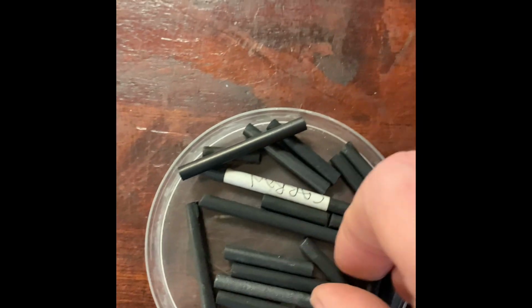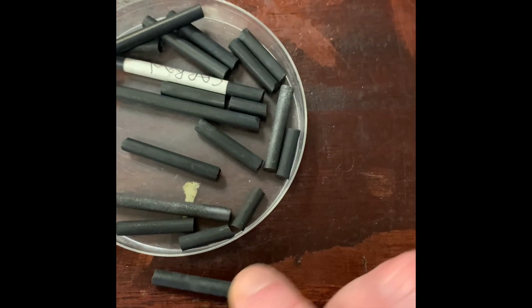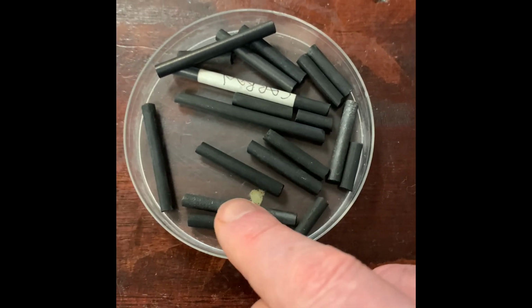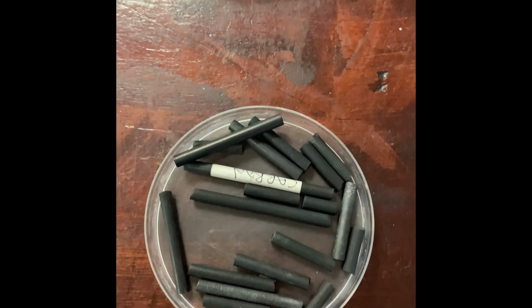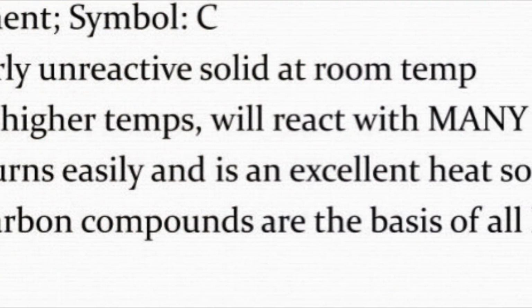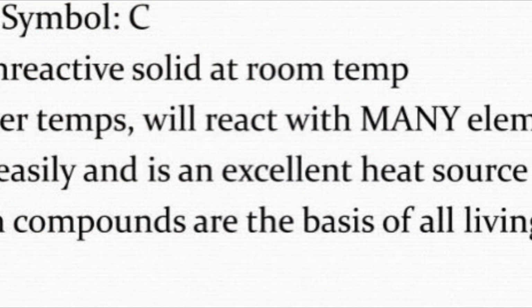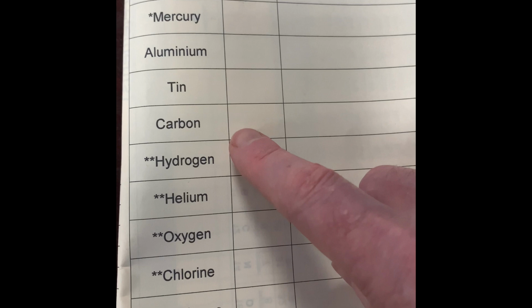Then we've got carbon, which you can see is a brittle substance. That means this will break quite easily. You can see the little bits of carbon rod. And this is also the same thing that coal is made from. Lastly, we have the elements hydrogen, helium, oxygen, and chlorine, which are gases.